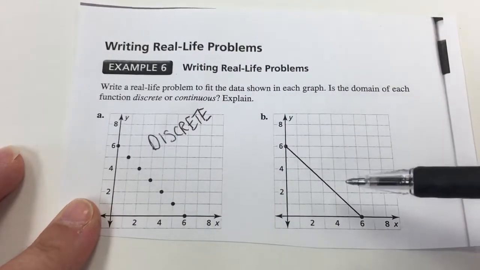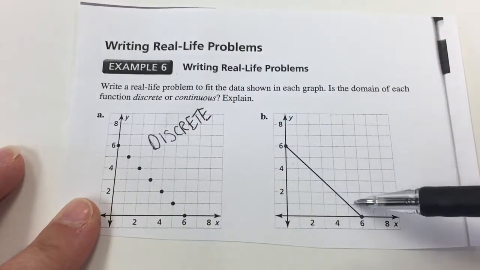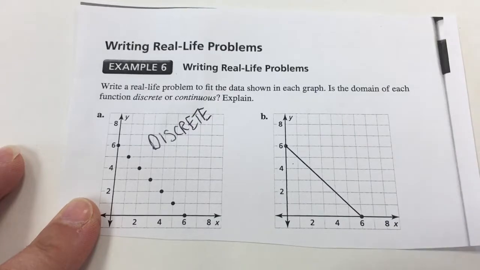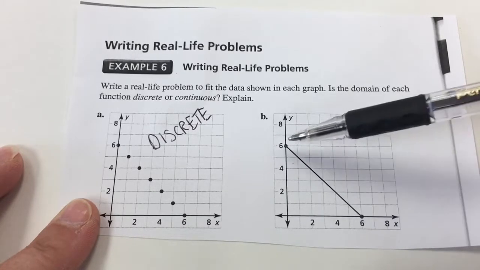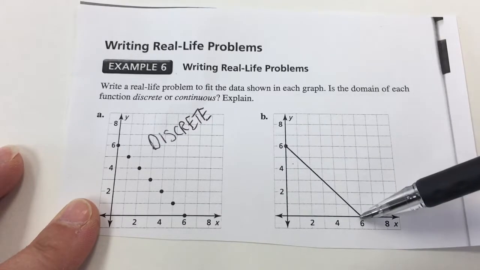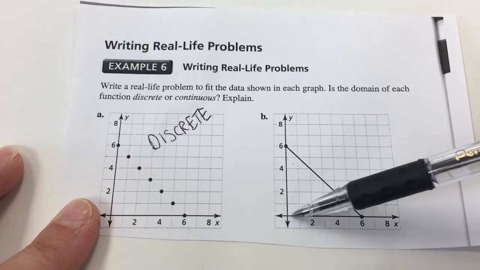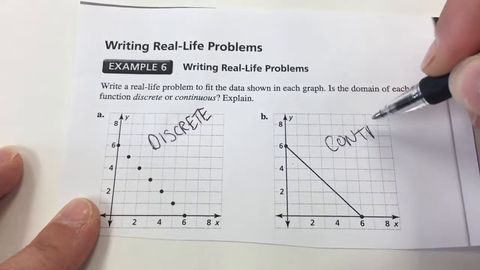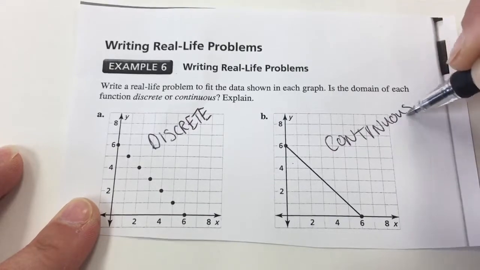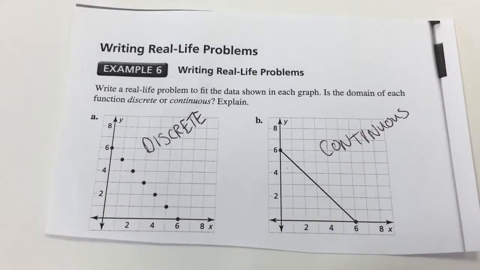On this graph, if you'll notice, the line continues straight down. Therefore, is this graph discrete or continuous? Well, it involves all of the points that lie between 6 here and going down to 0 on the y-axis, and from 0 to 6 here. So this is a continuous graph. So that's going to show some differences when we start to write the domain and the range.